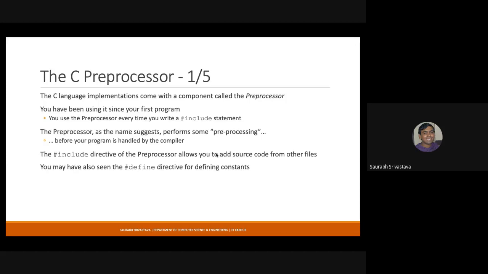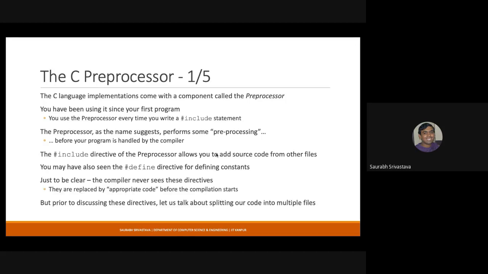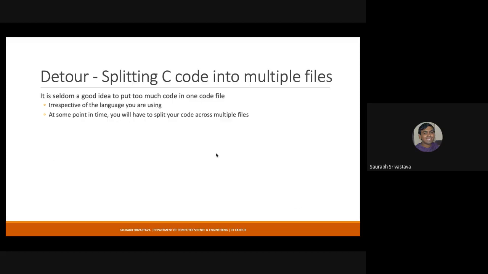There are two common preprocessor directives: hash include and hash define. They are used for almost similar things. They are basically a kind of dumb copy paste tools.